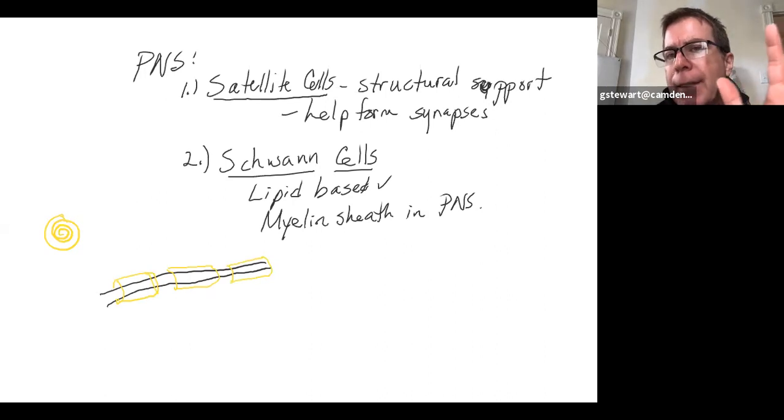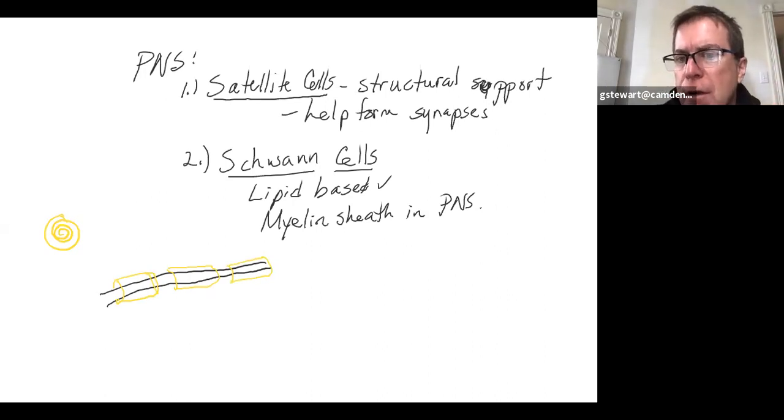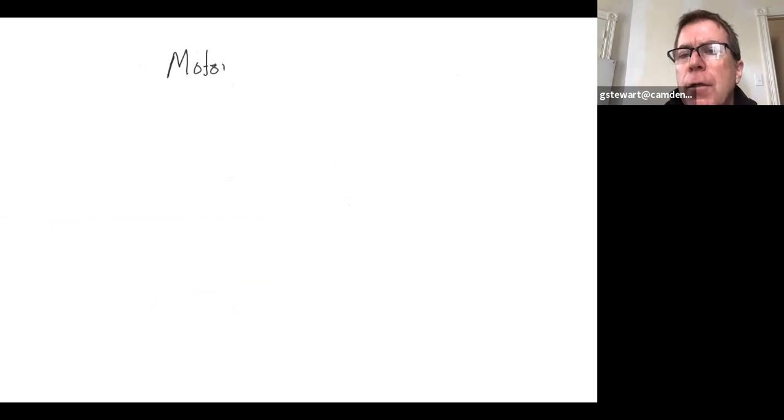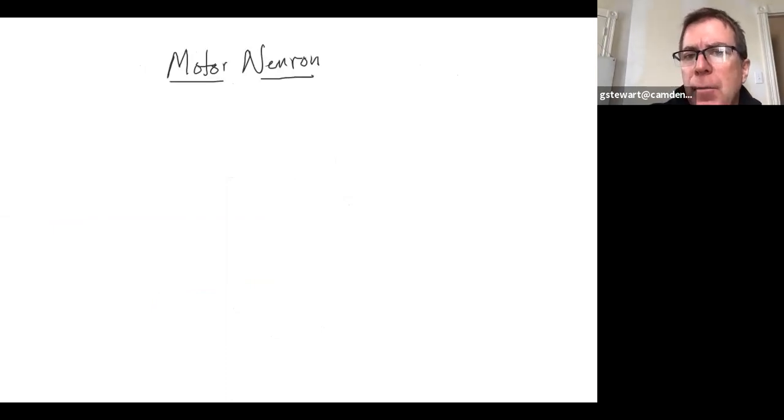Now I'm going to go to, that's it on neuroglia. We're going to switch gears and talk about neurons. These are the money cells that fire electrical impulses. So let me go to a new board. What I'm going to do is draw a typical motor neuron. It's the classic example that all textbooks use. And I'm going to show you the anatomy and talk a little bit about the parts and the physiology.